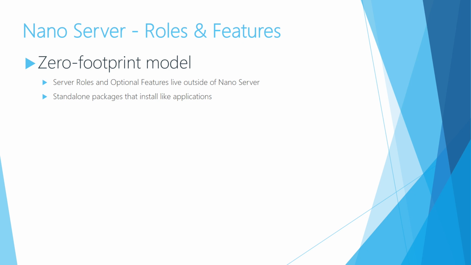So all of the roles, and going into TP5, this will change slightly, will live outside of Nano Server. So we're talking standalone packages that you can pull down and install. Sound familiar to another operating system maybe? With that being said, the goal is to be able to pull these packages similar to how you add Windows features to Windows 10 right now. On demand, the way you want them, when you want them, and to have a small amount of time between when you say install and when that role is running.